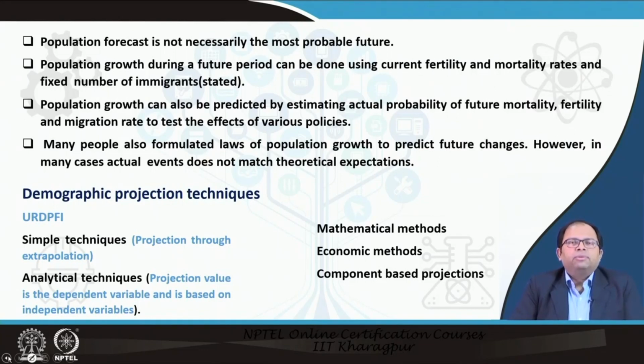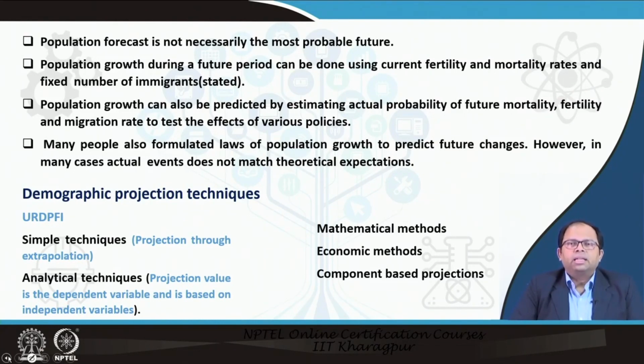Population forecast is not necessarily the most probable future. That means, when we are talking about population forecast, in most cases we are assuming the current fertility and mortality rates of the population, along with a fixed number of immigrants who are coming into the particular urban area, which is exogenously determined or based on certain estimates or on previous historical data and so on. And using this, we can predict population for a future time period.